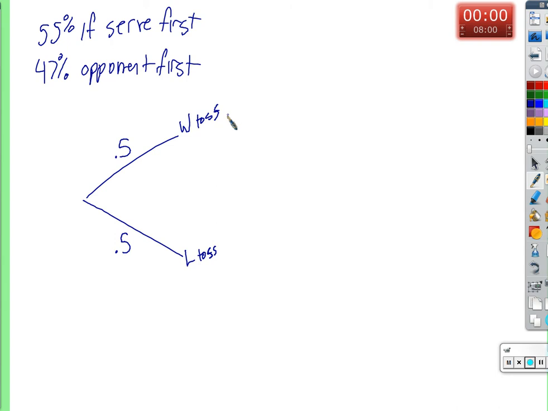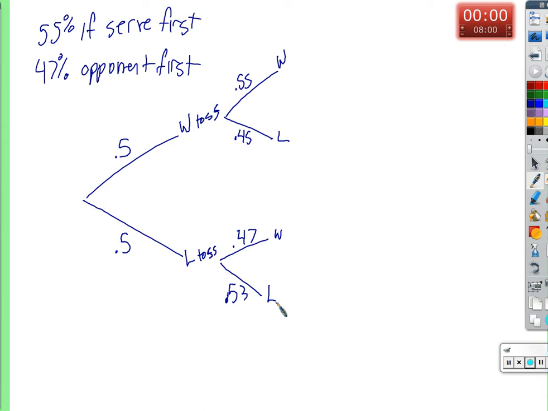If she wins the toss, then how likely is it that she'll win? 55%. What's the probability that she'll lose? Okay, but that's only in this reality where she serves first. She might not serve first, which happens half the time. So half the time, she has a 0.47 probability that she'll win, and a 0.53 that she'll lose.